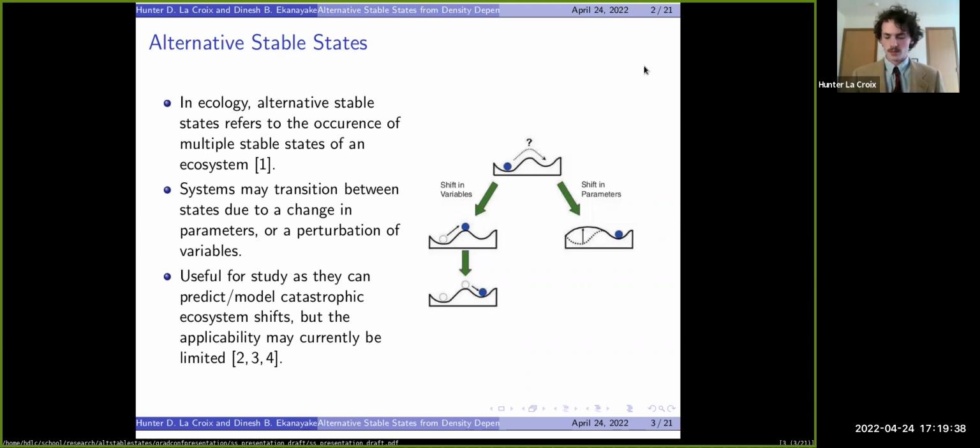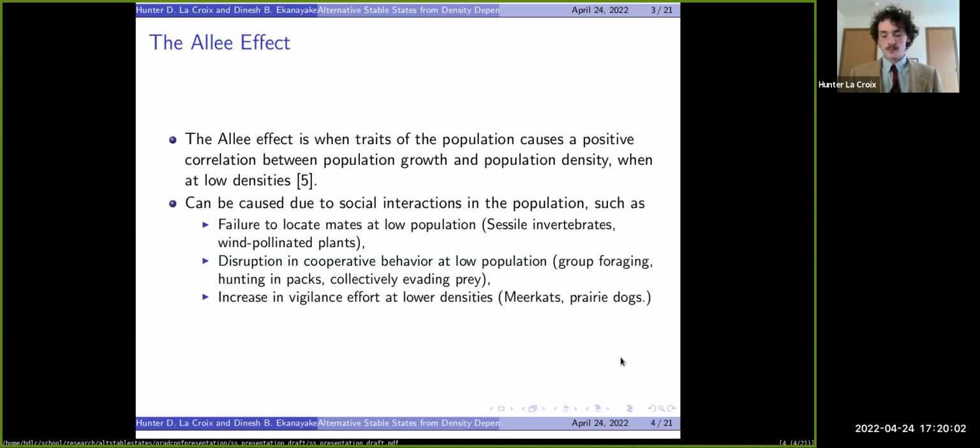The other one is that there's a perturbation, some kind of catastrophic event, like a meteorite that knocks out a lot of the trees. That's another way that they can shift down to this other stable state, a deserted state. This is useful for study as it can predict and model catastrophic ecosystem shifts, but the applicability may currently be limited. And let's talk about the Allee effect.